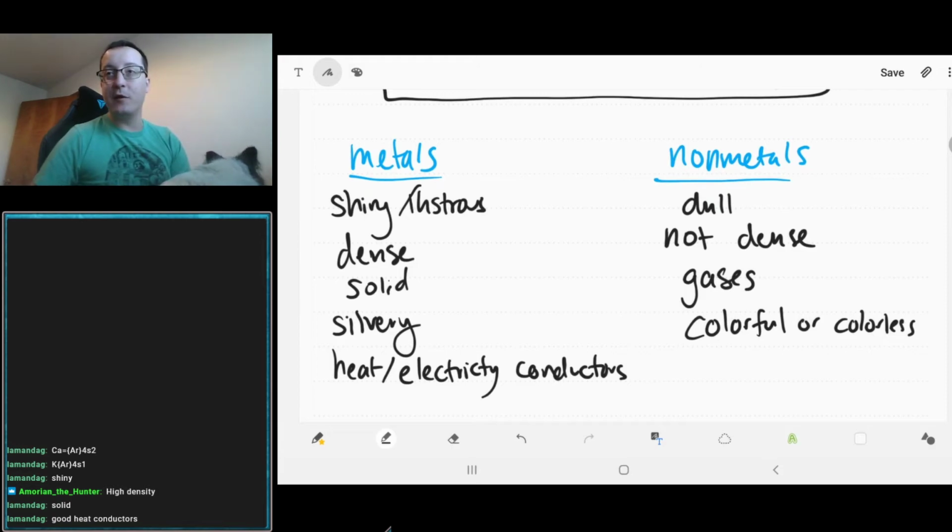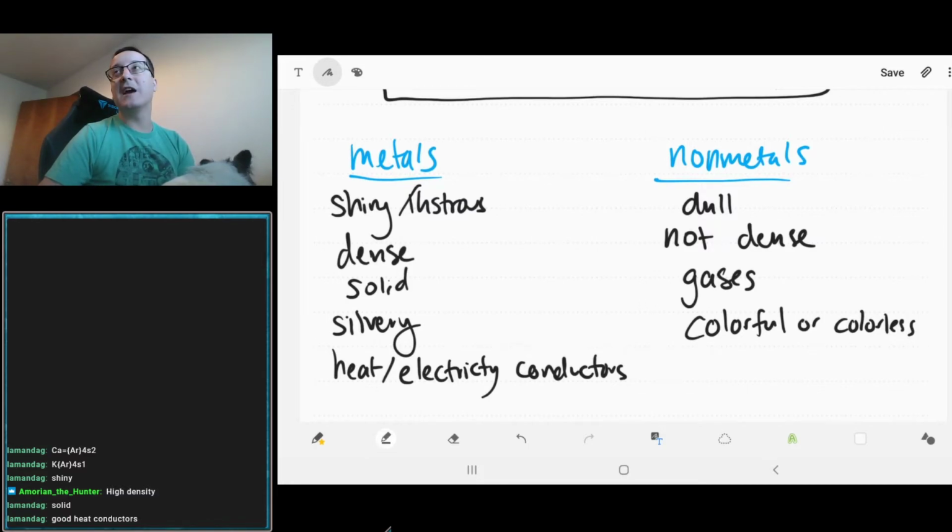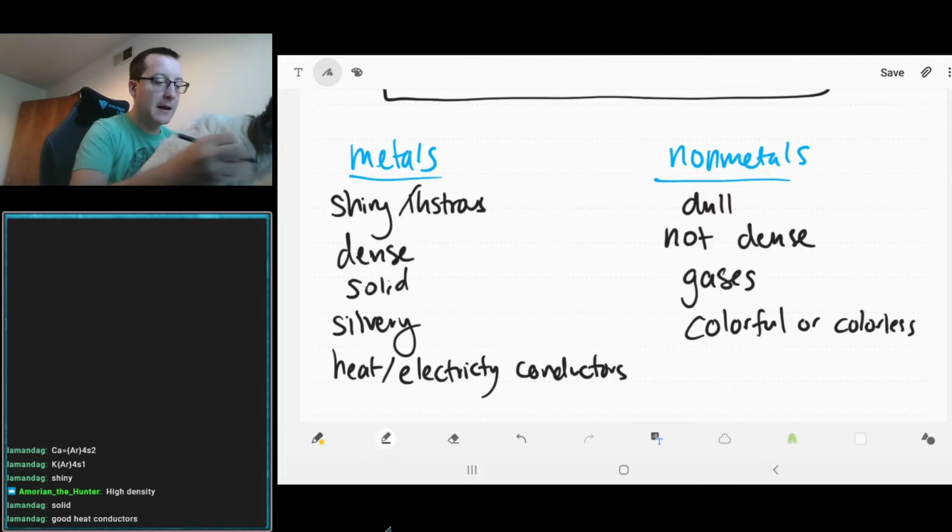For example, sulfur is bright yellow, phosphorus can be red or white, depending on the formation it's in. Chlorine is kind of greenish. Iodine is purple. Bromine is kind of reddish brown. These guys are often much more colorful just by themselves, whereas the metals are kind of silver colored. And these guys are also poor conductors.